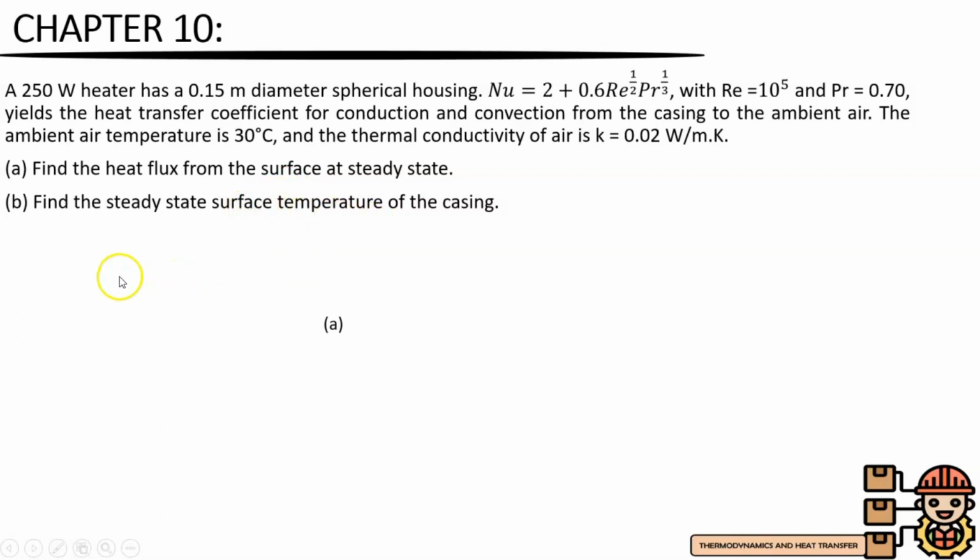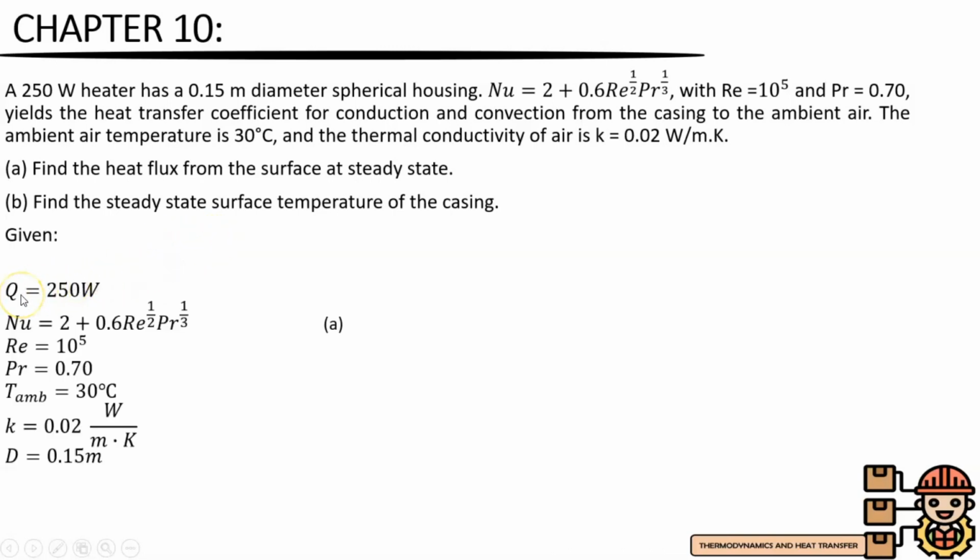But before that, we need to identify first the given values in this problem. So we have the value for our heat, which is equal to 250 watts. The Nusselt number equation is already given in this problem. The Reynolds number is equal to 10 raised to the power of 5 and the Prandtl number is equal to 0.70. The ambient temperature is equal to 30 degrees Celsius. The thermal conductivity is equal to 0.02 watts per meter Kelvin. And the value of our diameter is equal to 0.15 meter.